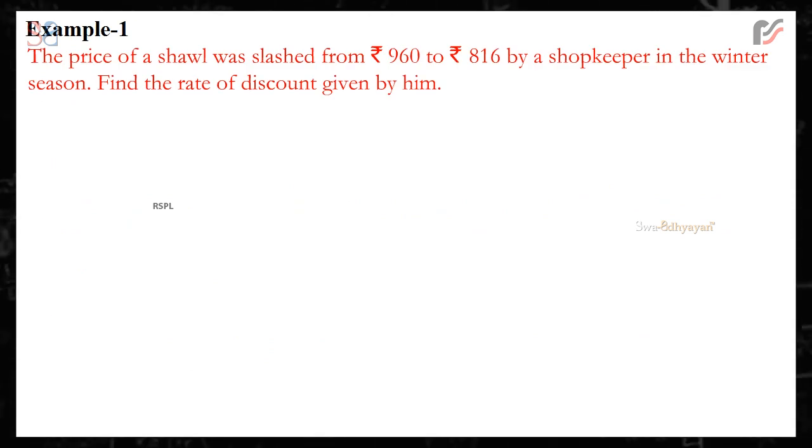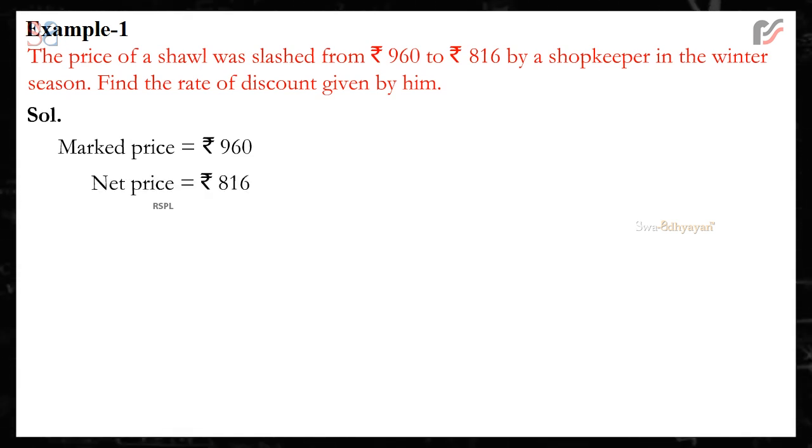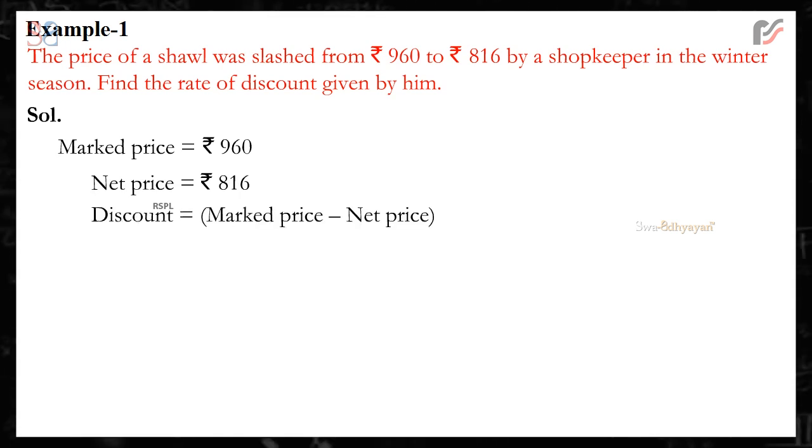Example 1. The price of a shawl was slashed from Rs 960 to Rs 816 by a shopkeeper in the winter season. Find the rate of discount given by him. Solution. Marked price is equal to Rs 960. Net price is equal to Rs 816. Discount is equal to marked price minus net price, which is equal to Rs 960 minus 816, which is equal to Rs 144.